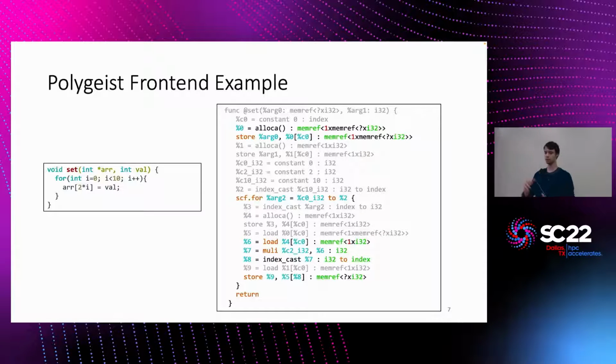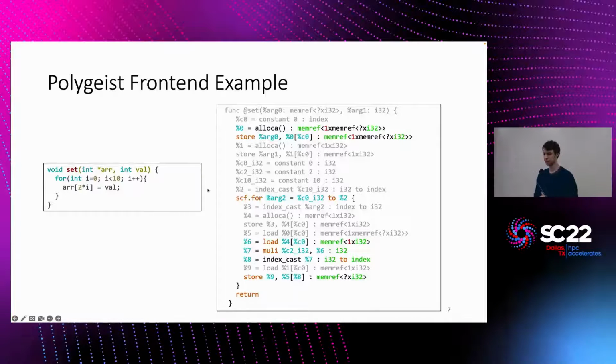So let's see how this works in practice. I've got that same code set here on the left, and on the right the direct lowering that we'd see right out of the Polygeist frontend. This is before any of these optimizations occur, and as you can see, it's a little bit verbose, but I've gone ahead and highlighted the relatively important parts.